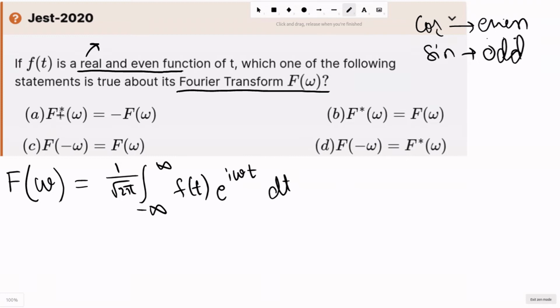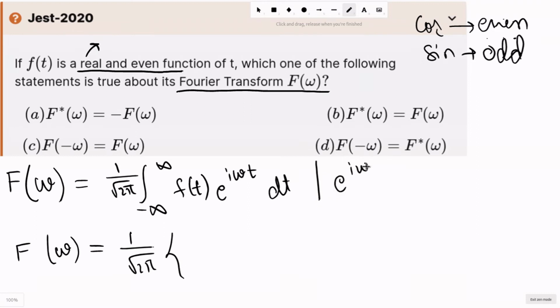Now here, if you look, we have got three options in which we have got conjugates. So conjugates seem to be important. I'll first resolve this thing into one component that's real and another component that's complex. What I'll use to do that is this basic formula from complex analysis, e to the power i omega t equals cos omega t plus i times sine omega t.